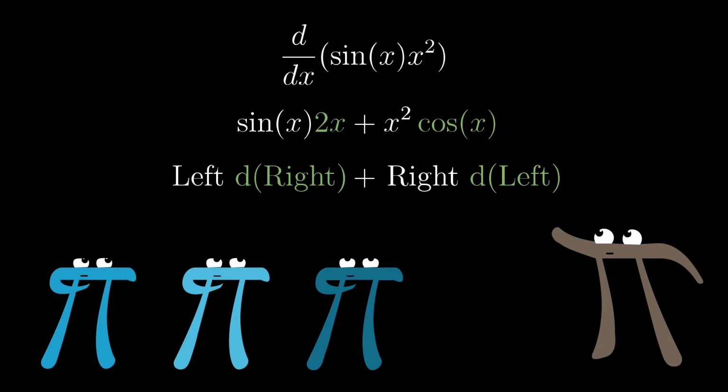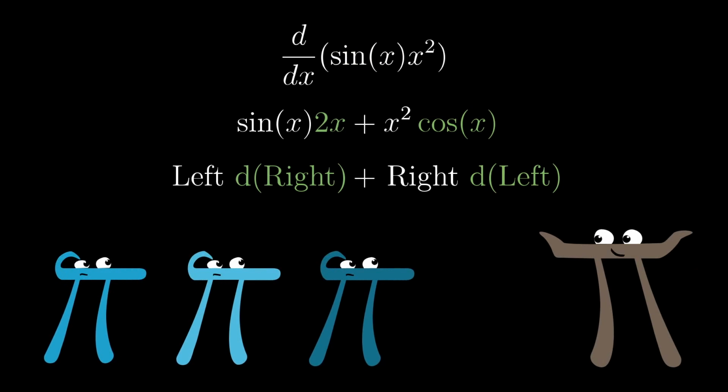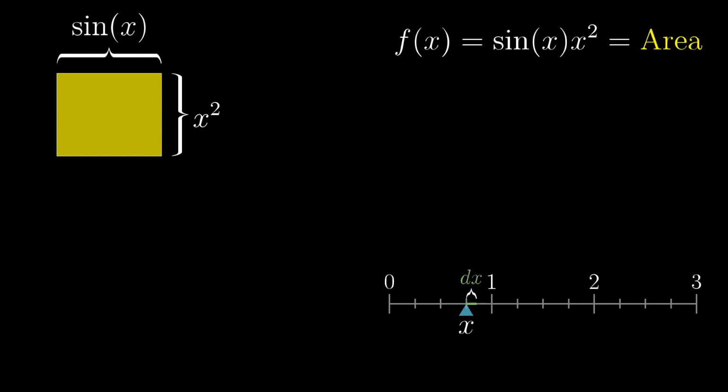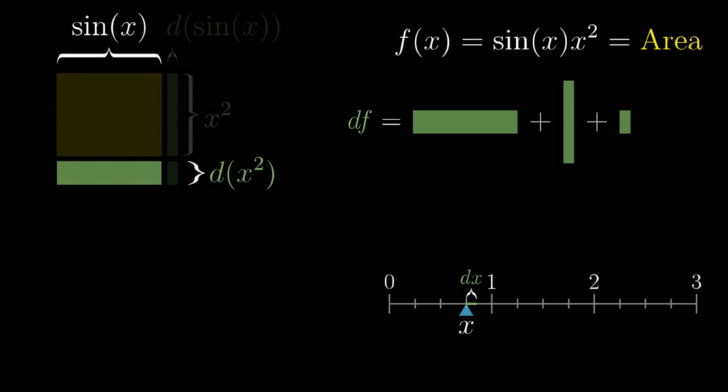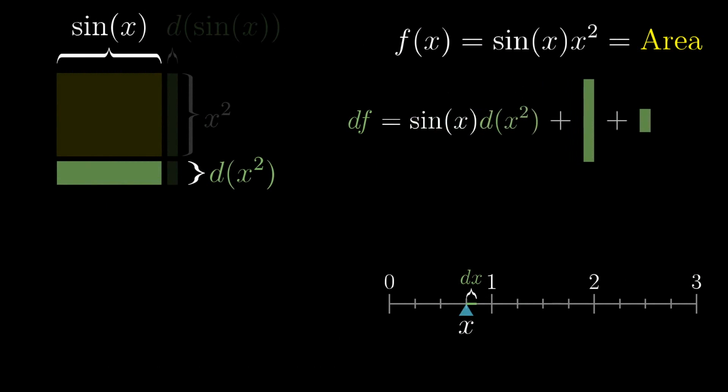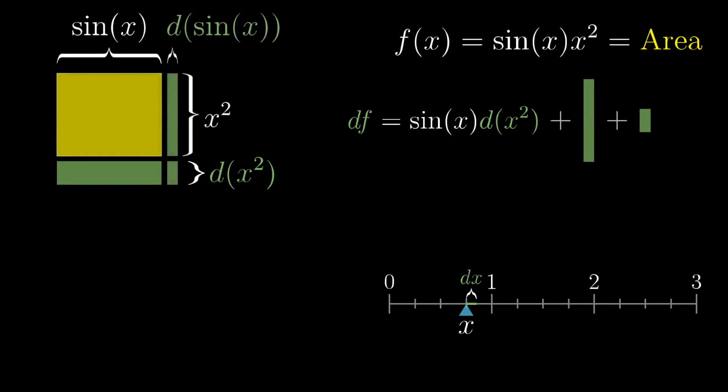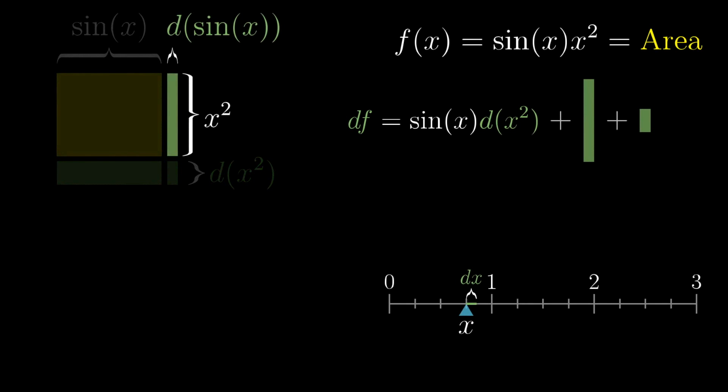Now, out of context, presented as a rule to remember, I think this would feel pretty strange, don't you? But when you actually think of this adjustable box, you can see what each of those terms represents. Lefty right is the area of that little bottom rectangle. And righty left is the area of that rectangle on the side.